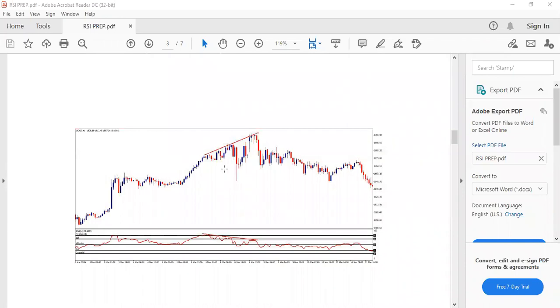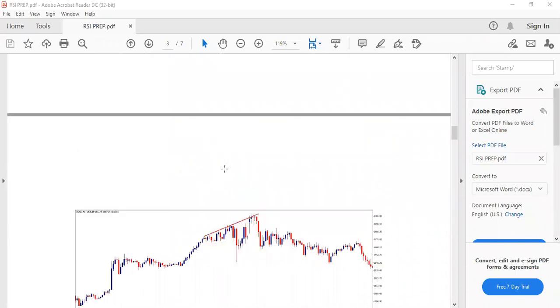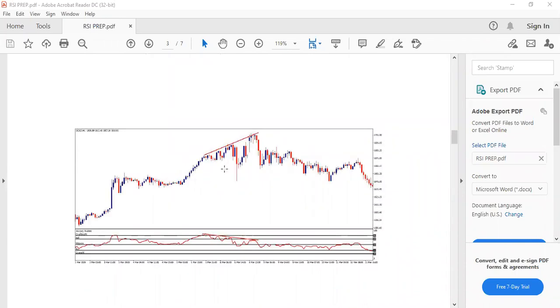You can see another one. You can also use the RSI to spot divergences. This is gold, where price was moving nicely. It formed a continuation pattern, though this is not the cleanest continuation pattern. The continuation pattern broke to the upside.